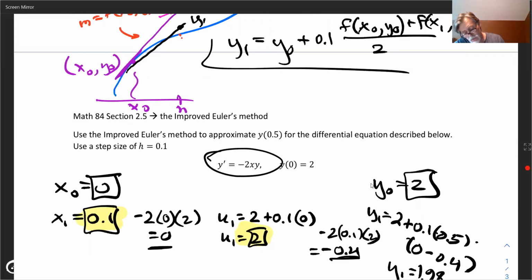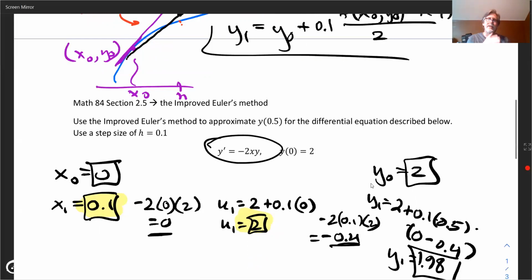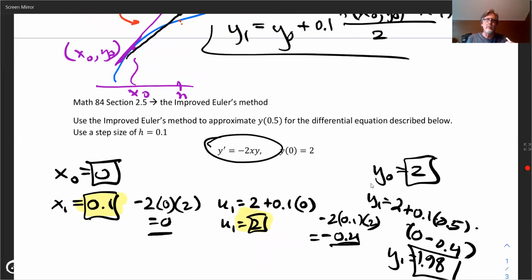So I've got the new point. See how there's an intermediary. You've got to go slope. You've got to do like your Euler method. You find u1 with the Euler method, then you find the slope of that point, and then you take the average and you compute your formula. Easy. No, I'm just kidding. It's a mess. And then you keep going.